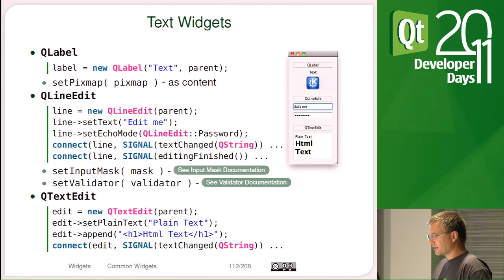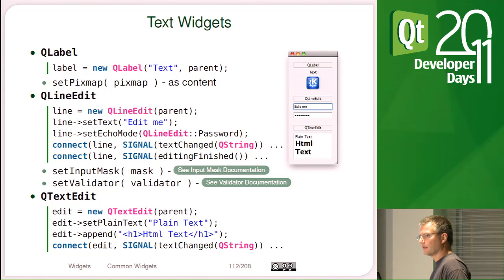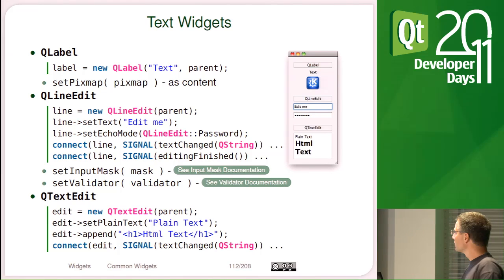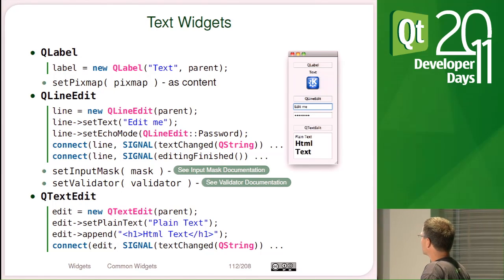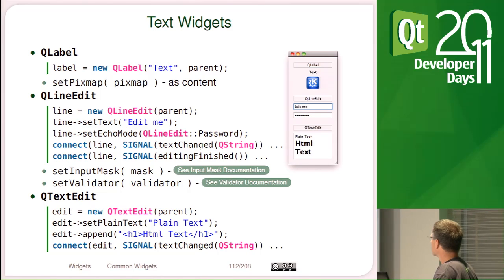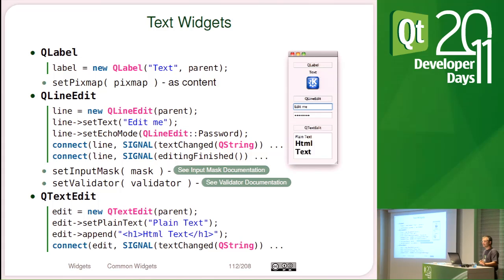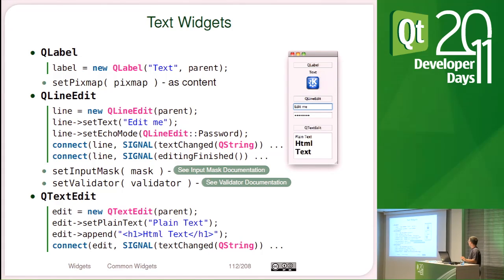So let's have a look at some predefined text widgets. So we already know about the QLabel, which is just a simple text element, but it can also represent a pixmap. So a label can look like this, text with a frame or just a simple text, or we can use a label to show a pixmap.